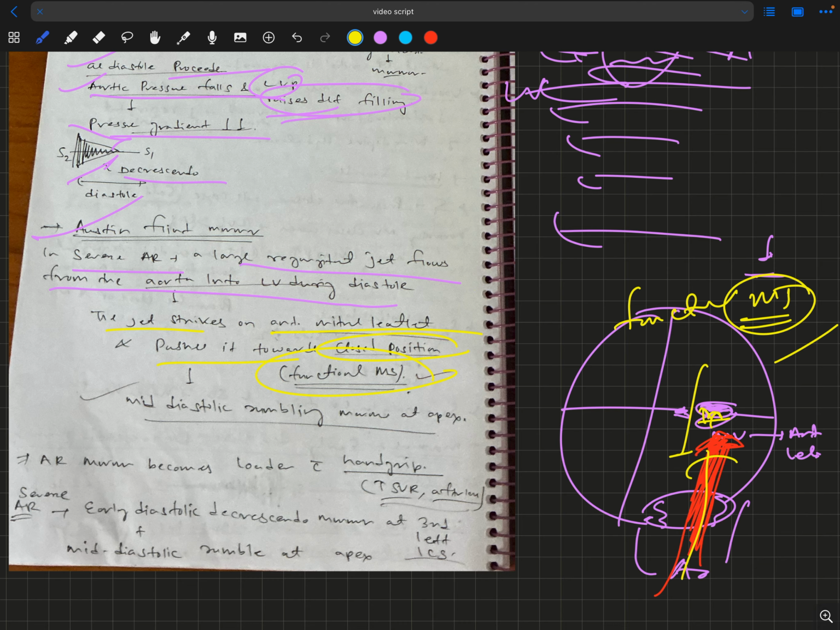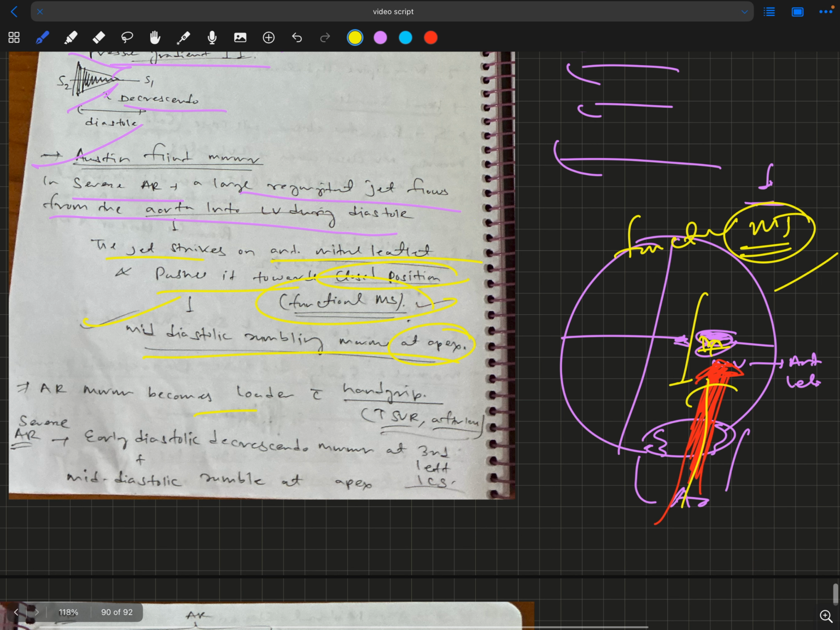It is functional MS. So what is the murmur heard in MS? There is a mid diastolic rumbling murmur. So in functional MS also, that murmur will be heard. The mid diastolic rumbling murmur will be heard at the apex, in the mitral area. But in the neo-aortic area, the AR murmur, an early diastolic decrescendo murmur, will be heard.